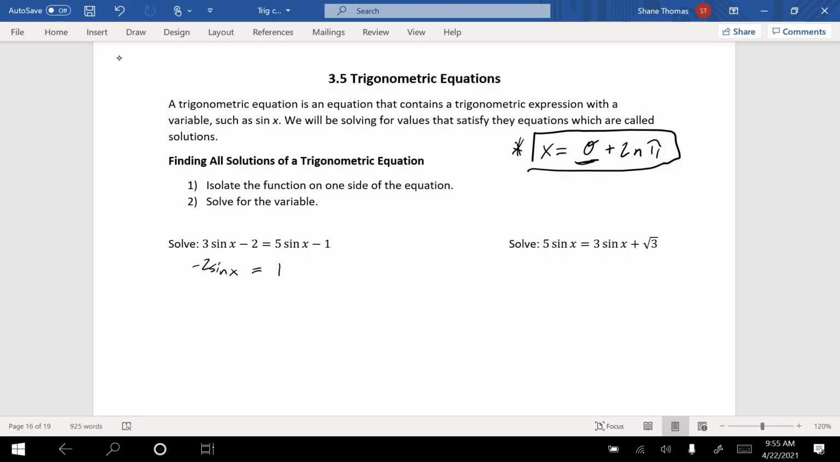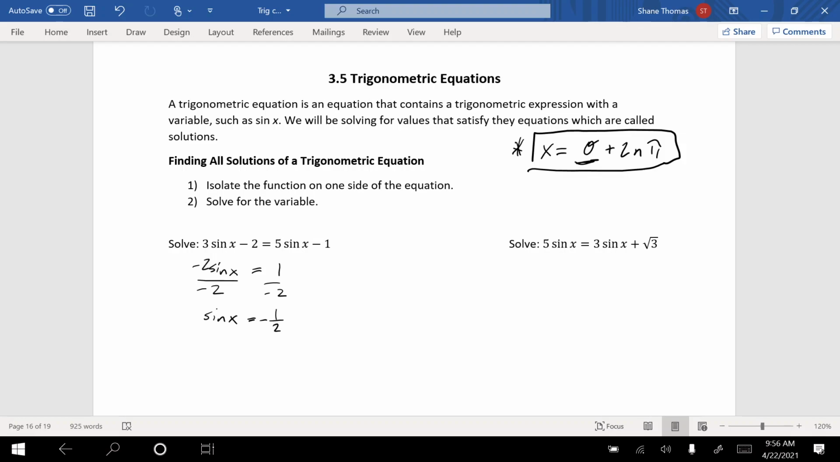So I have negative 2 sine of x equals 1. Now that 2's out front, so I'm good to divide here, right? Just remember, if the 2's with the x, I can't just do that. The 2's out front, and I can divide both sides by negative 2. So I have sine of x equals negative 1/2. With me so far? Okay, so now we have a negative 1/2 for sine.